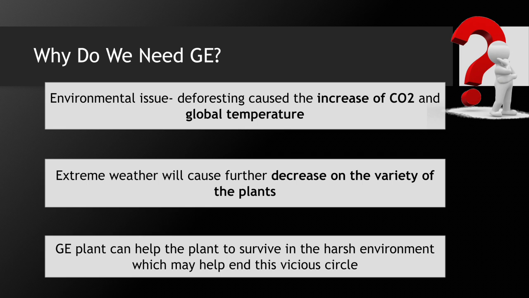Global warming has become the major issue in recent years. Human activity of deforesting for the past few decades has caused the increase of carbon dioxide and led to the increase of global temperature. Temperature increase causes the sea level to go up and more frequent extreme weather. Such extreme weather will cause a further decrease in the variety of plants. This becomes a vicious circle for the global environment. The GE plant can help plants survive in a harsh environment, which may help to end this vicious circle.